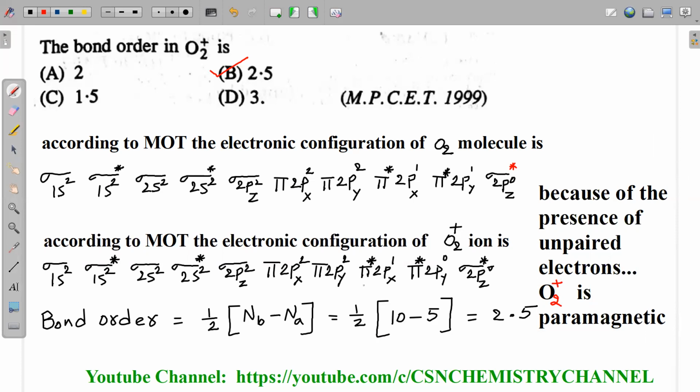Why? Because here we can find one unpaired electron in the pi star anti-bonding molecular orbital. So this is a very, very, very important concept.